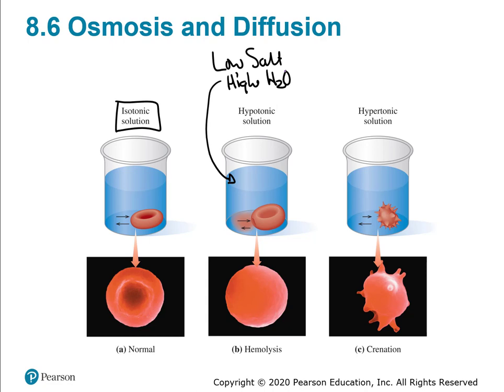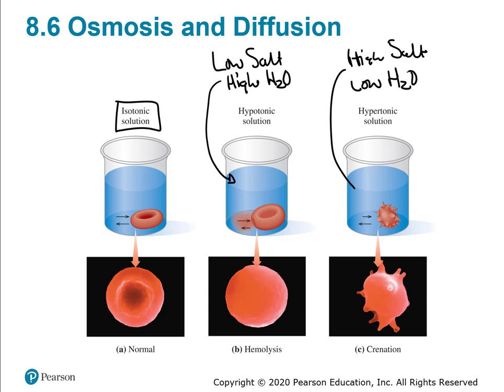Hypertonic, though, is if the solution has a high salt. If you're dehydrated, you don't have enough water, so the salt becomes more concentrated compared to what the water concentration should be. And this actually causes water to come out of the cell, and the cell ends up looking all spiky and raisiny, bumpy.